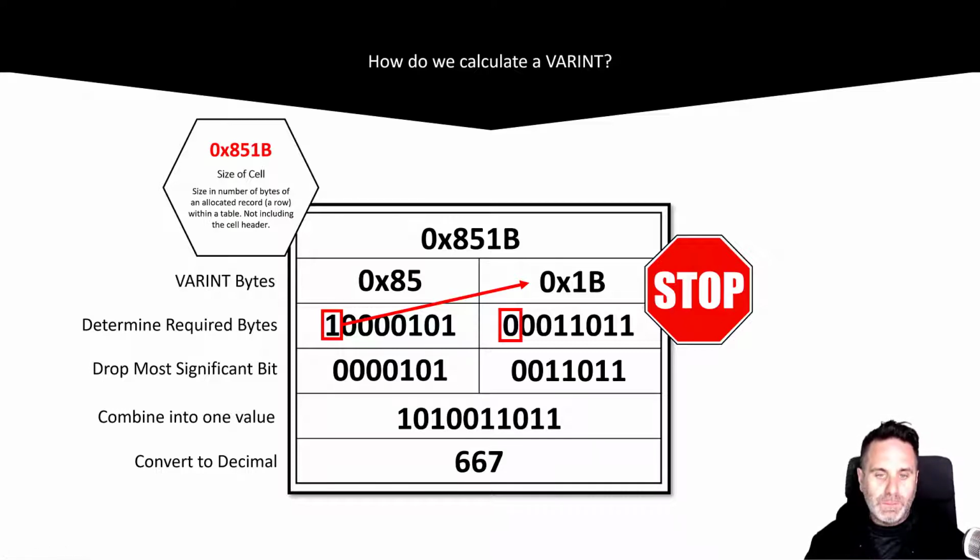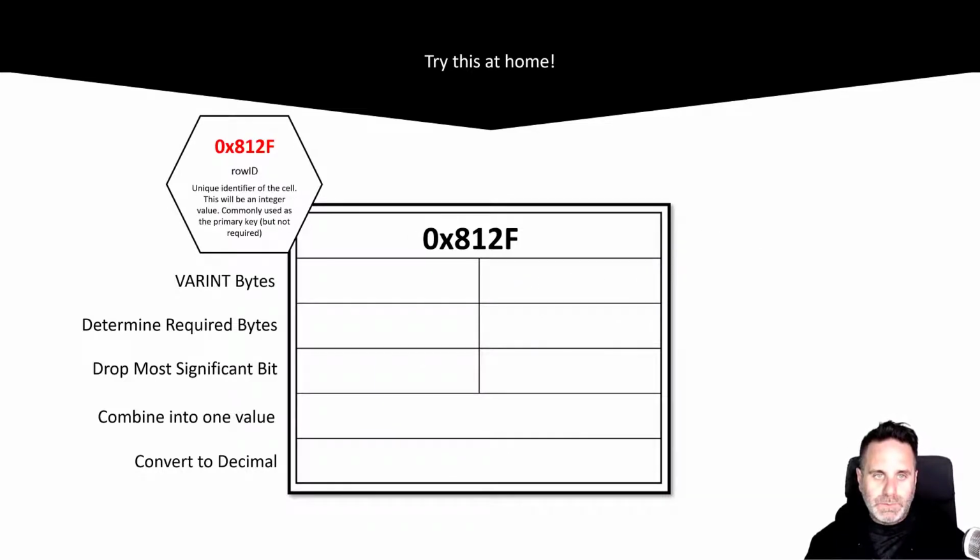All right, so we've determined the size of the cell, excluding the header, and we go to the next one. The next one for the row ID functions exactly the same. So pause the video if you want to try it on your own. Pretty straightforward. Give it a go to calculate what the row ID is for this specific cell.